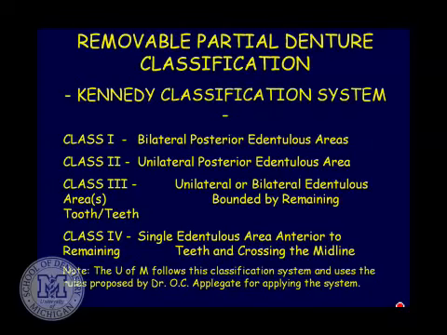Class 3 can be either unilateral or bilateral, but the partial is bounded by teeth on all sides, so it's what we call a totally tooth-supported partial denture. So you're not counting on soft tissue to be the primary support in any area of a Class 3 partial denture. Class 4 partial denture is typically a single edentulous area that crosses the midline. It's front teeth. So when we say a Class 4 partial, we're talking about a partial that replaces front teeth with no other empty spaces.